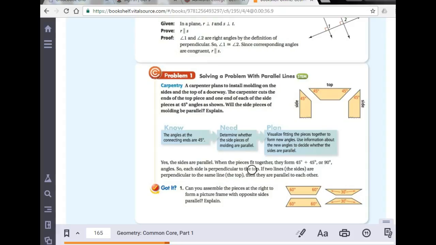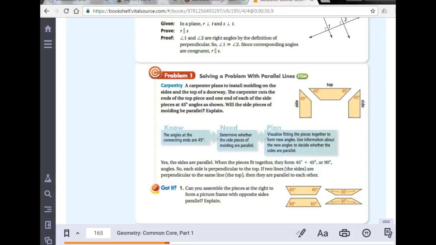So each side is perpendicular to the top, and there's a rule on the previous pages that says if two lines, or in this case the sides, are perpendicular to the same line, which in this case was the top, then they've got to be parallel to each other. Okay? And that's one of the previous rules. So once these get put together, since that's going to be perpendicular and that's going to be perpendicular, since two lines are perpendicular to the same line, that makes them parallel to each other.